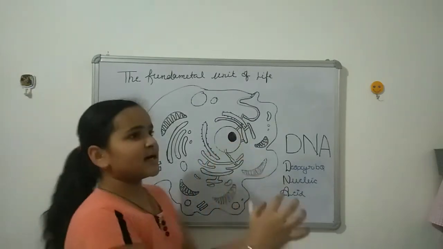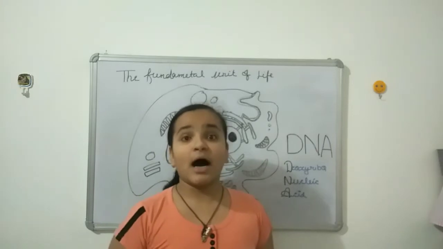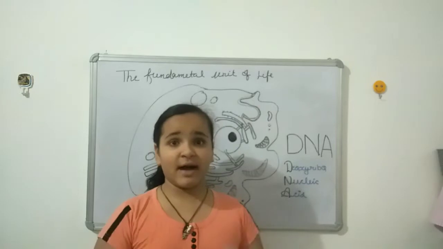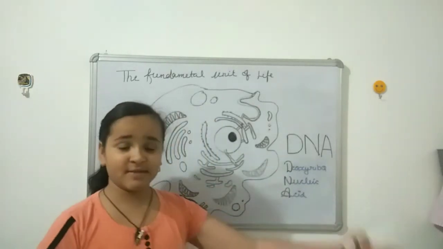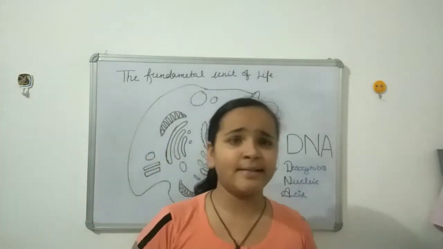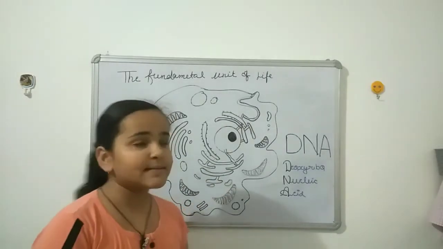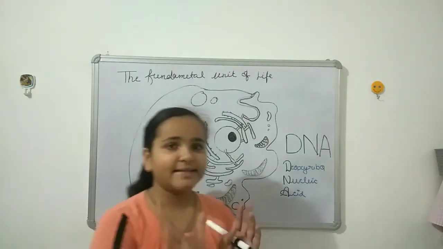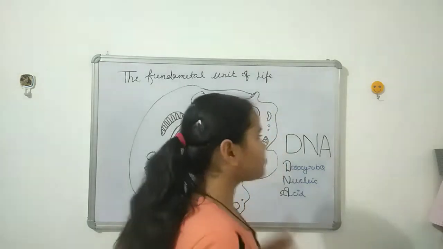The nucleus is the head of the cell. It takes every important decision, like how the cell should look, how it should divide, when it should divide, when it should not divide, what substances will come in, what substances will go out. Every important decision is taken by the nucleus. The nucleus also contains its own nucleoplasm, and it contains a double layered membrane.